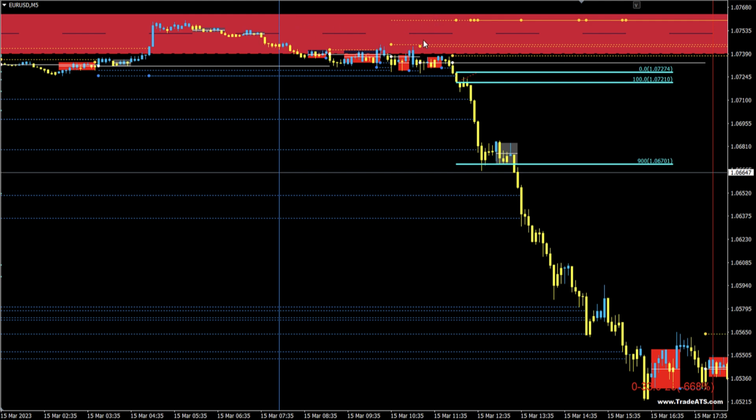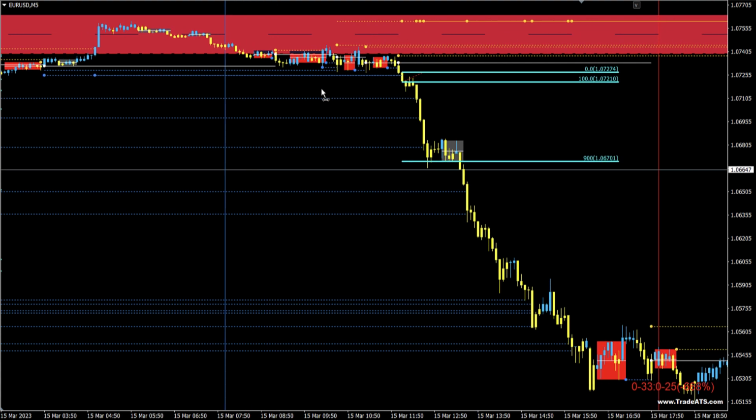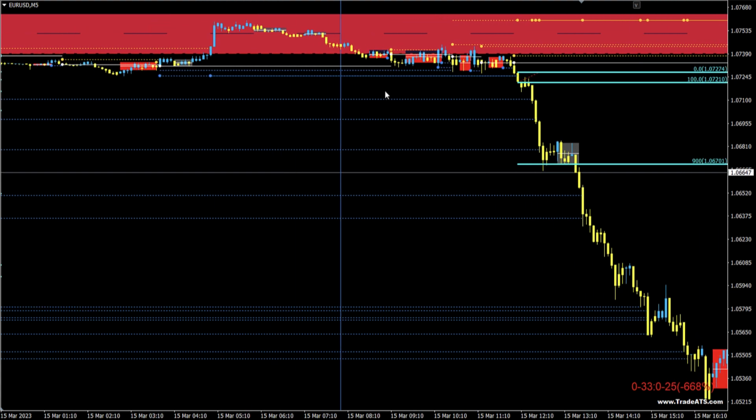I use these resistance and support zones. They are drawn on the 5-minute chart, but they are calculated based on the 1 hour. So as you can see here, the Euro US dollar was inside the resistance zone when the session started. So it would be more logical to look for sell entries when you are in a resistance zone. But how do we do it?